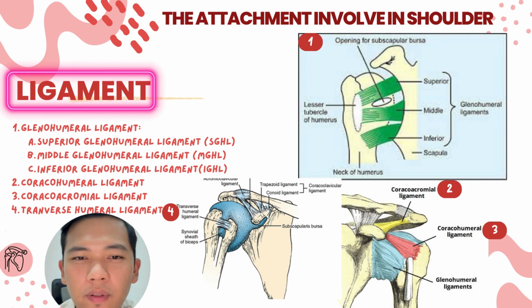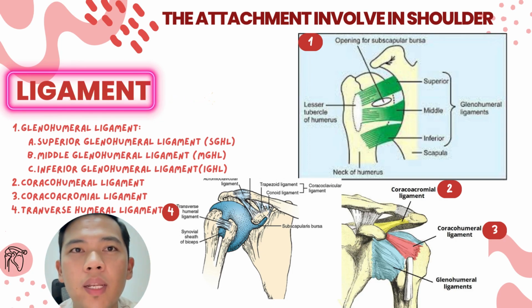Okay, now we go to the ligaments. Firstly is the glenohumeral ligaments. The glenohumeral ligaments are a group of three ligaments: the superior, the middle, and the inferior glenohumeral ligaments. These ligaments are located on the front of the shoulder joint and help to stabilize the joint by connecting the humerus to the glenoid cavity.